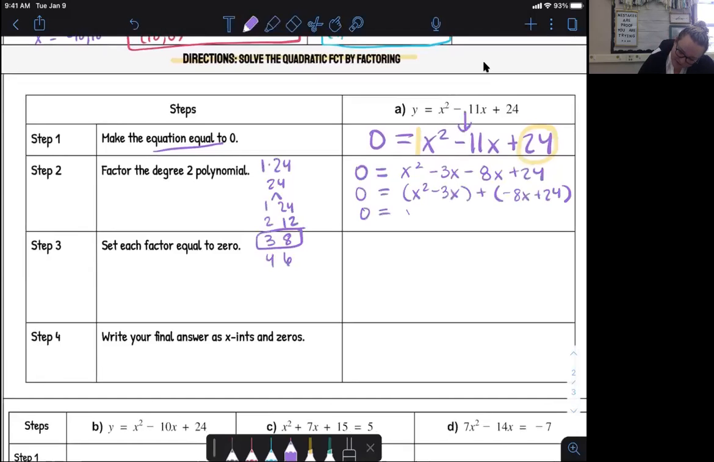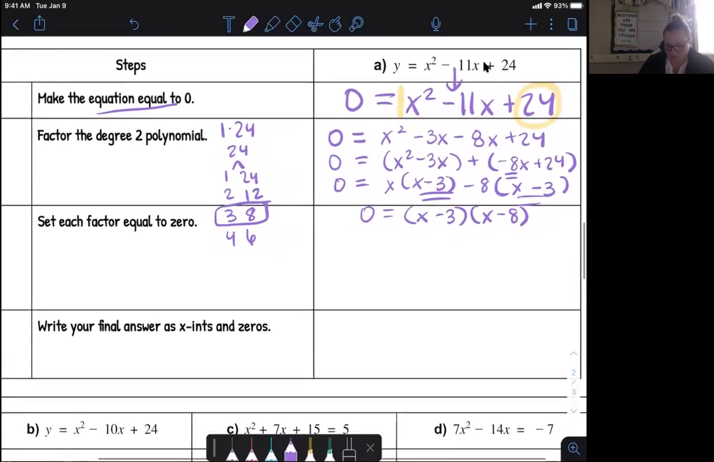So 0 equals x times x squared. Just kidding. That would be x minus 3. We're going to factor out a negative 8 because our leading coefficient is negative. And we're going to have x minus 3. Well, hey, our parentheses match. So we get 0 equals x minus 3 times x minus 8. And that's our factored form.